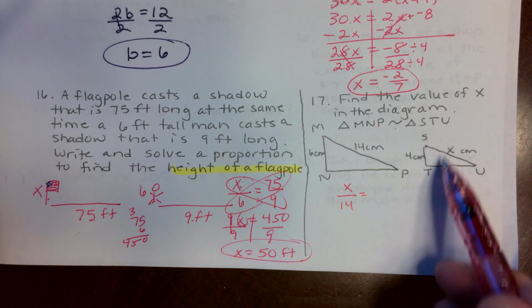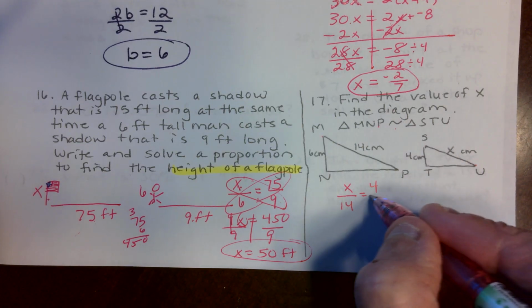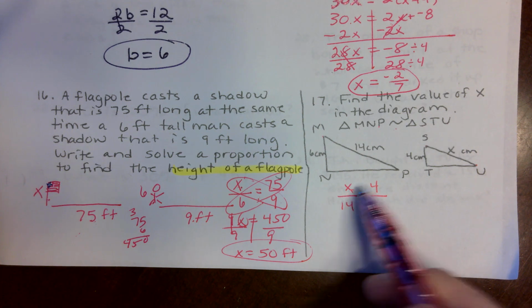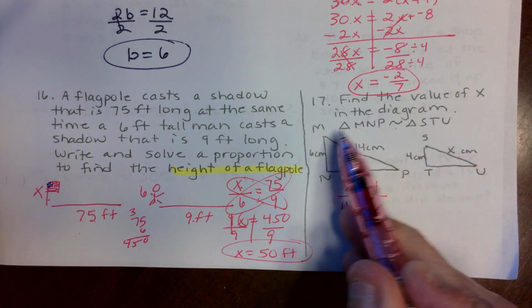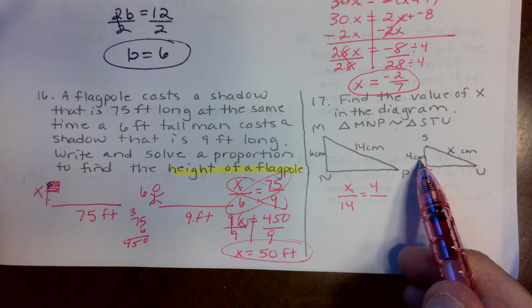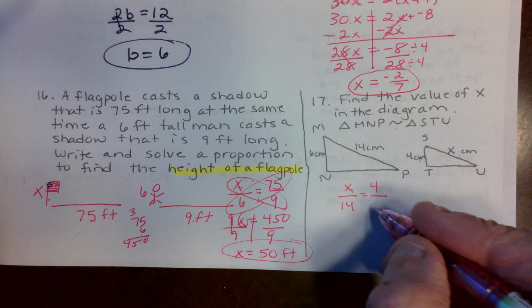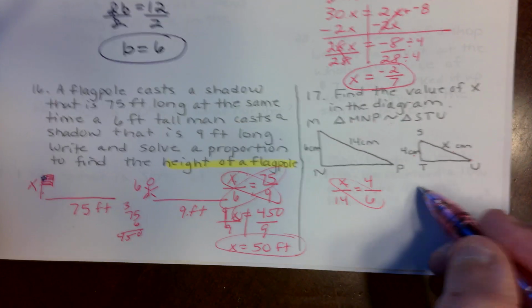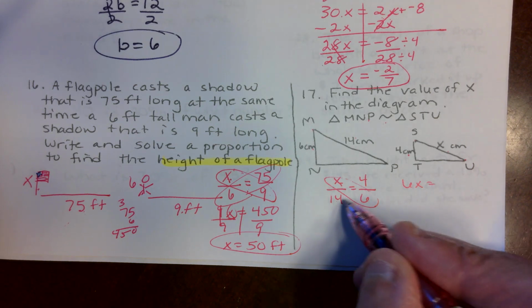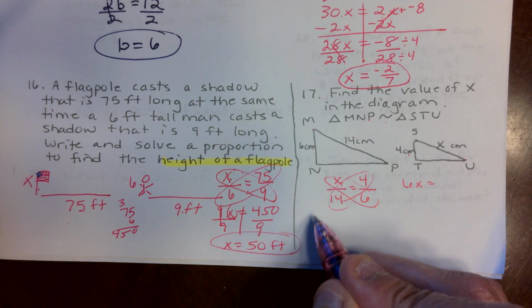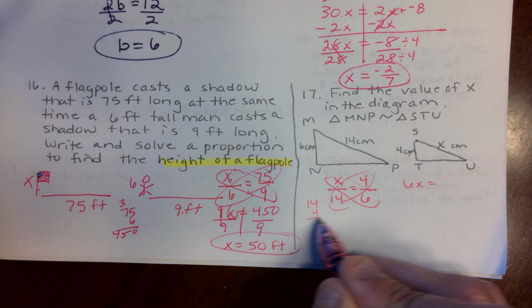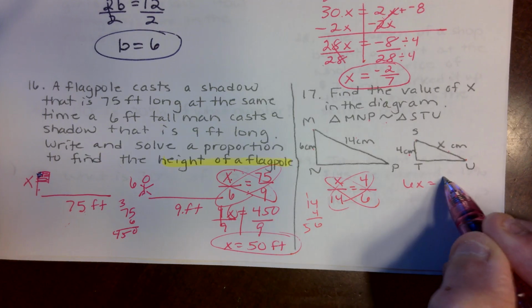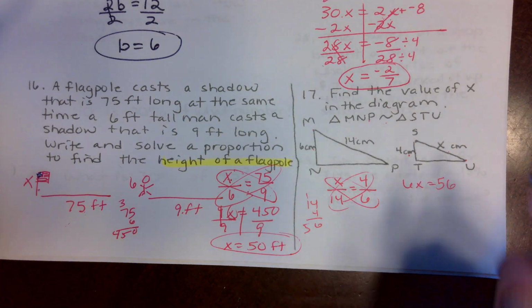Equals, pick this side, 4. Because again, if I'm picking x over here, over 14, I have to go back to that one now and put 4 on the top and its corresponding side, which is 6. So we go ahead and cross multiply. We got 6x equals 14 times 4. What is that? Do a little quick multiplication, 56.